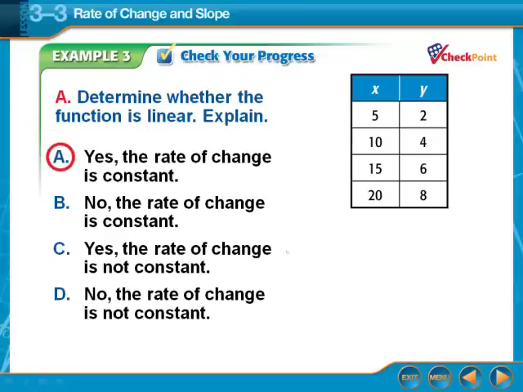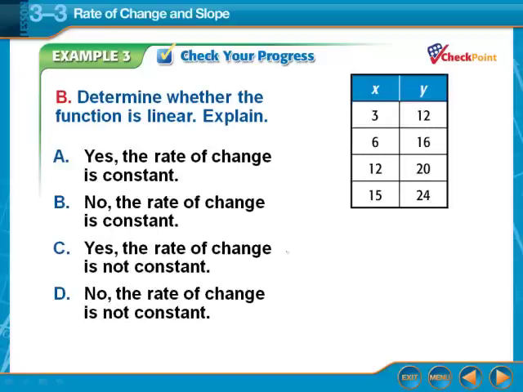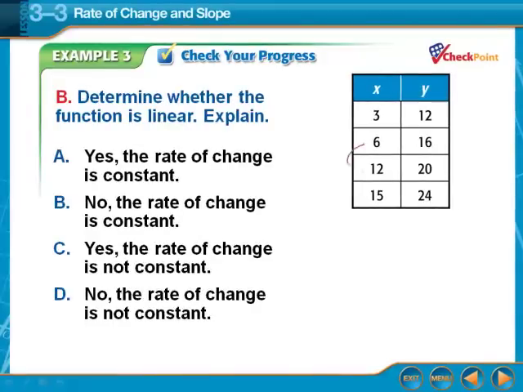You can look at that example and make the comparisons there. 2 to 4, 4 to 6, 6 to 8, that's going by 2s. 5, 10, 15, 20, that is also constant. 12 to 16 is 4, 16 to 20 is 4, 20 to 24 is 4. 3 to 6 is 3, 6 to 12, right here is where it becomes not linear.